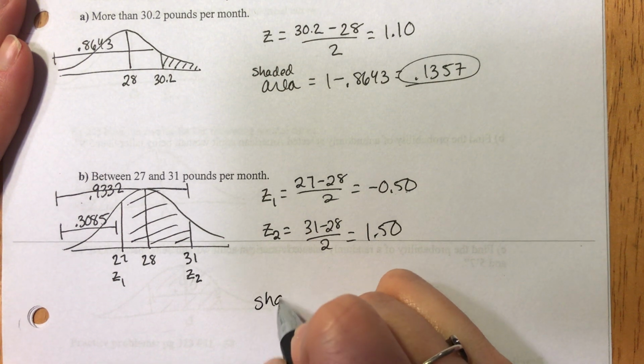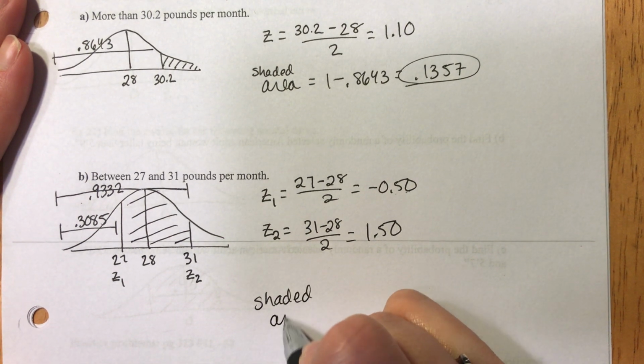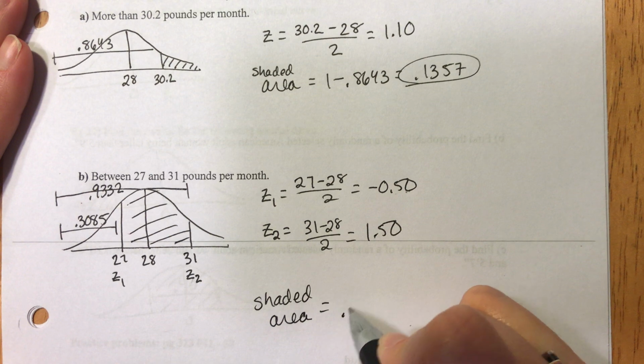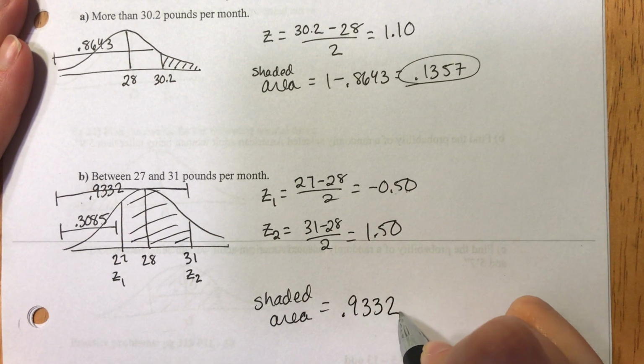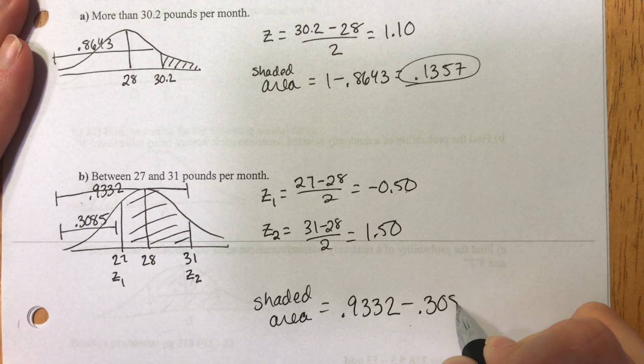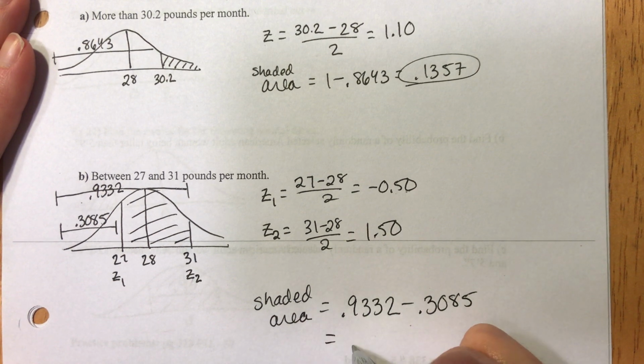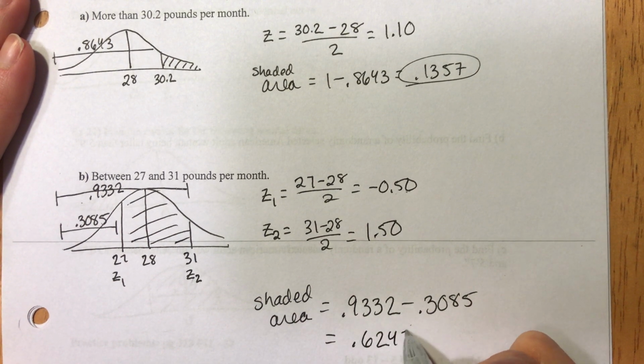So for our shaded area, we're going to get 0.9332 minus 0.3085, which should give us an answer of 0.6247.